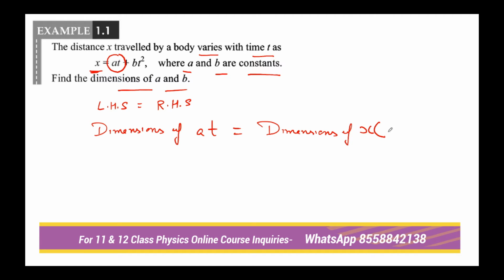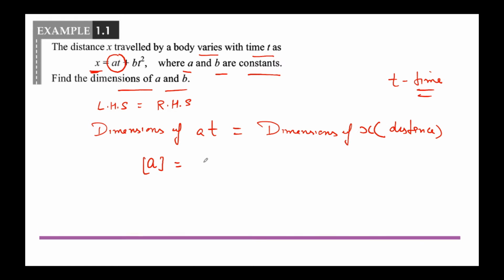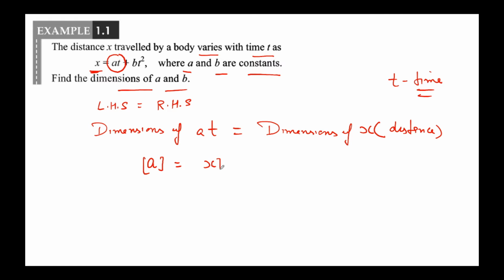And what is this x? X is distance and t is time. So from that, equating these two parameters, we can find the dimensions of a, which will be equal to dimensions of x over dimensions of t.